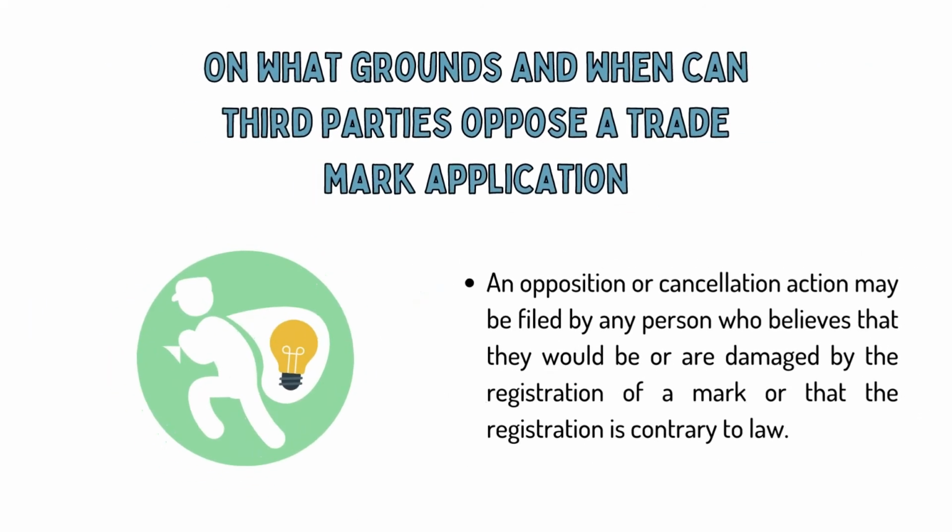On what grounds and when can third parties oppose a trademark application? Any person who feels that the registration of a mark might cause them harm or that the registration is illegal may launch an opposition or revocation action. An opposition can be submitted within 30 days after the trademark application's publication. Cancellations may be filed at any time after the grant has been made.